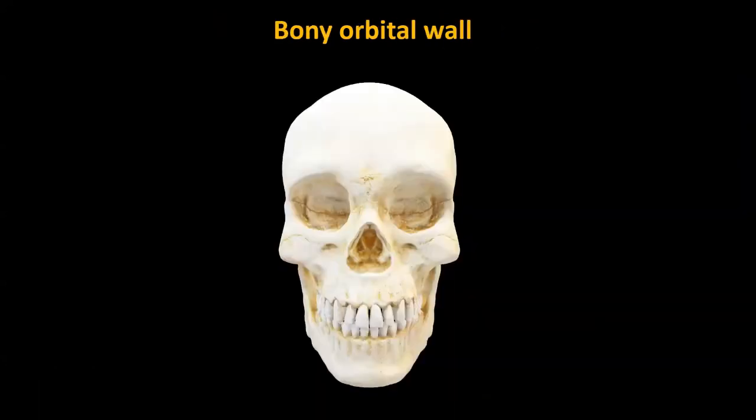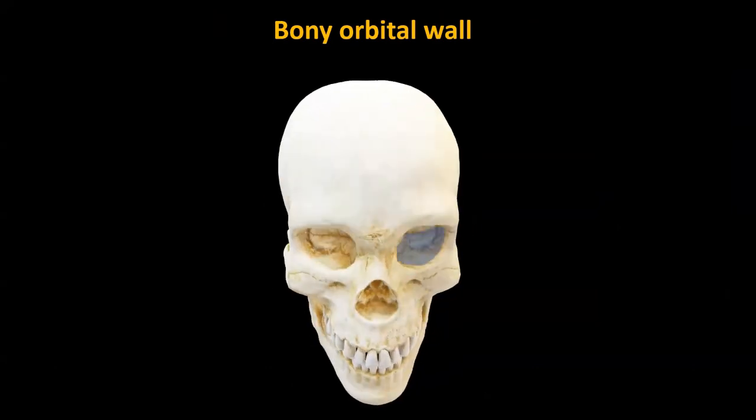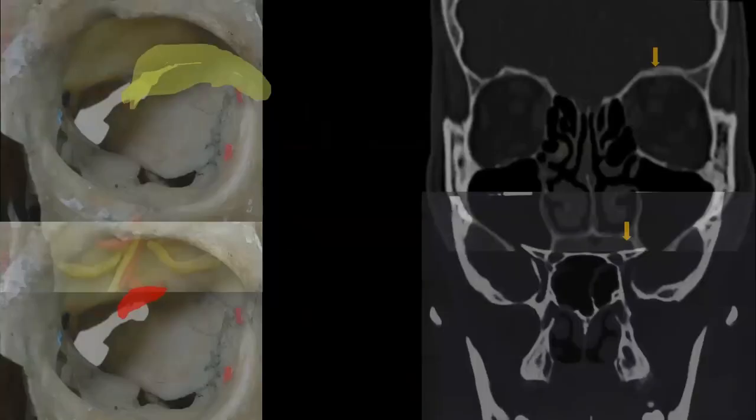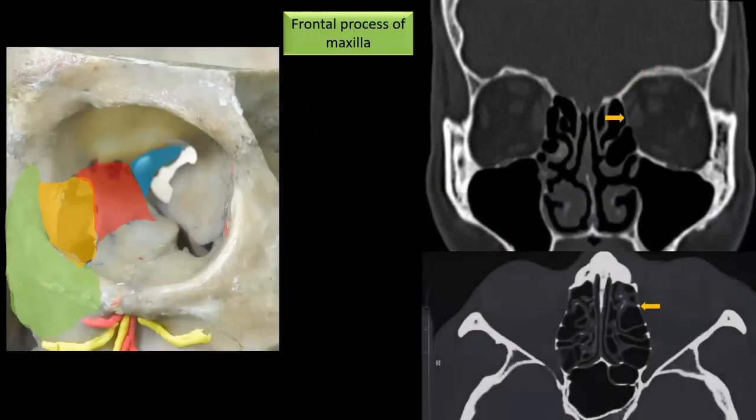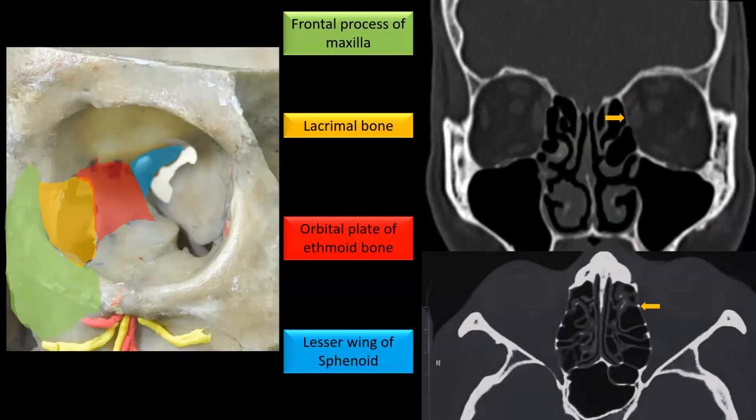This is the bony orbital wall. It is pyramid shaped and tapers towards the orbital apex and optic canal. It has 4 walls: the medial, lateral, floor, and the roof. The roof is made of frontal bone and lesser wing of sphenoid. The medial wall: frontal process of maxilla, lacrimal bone, orbital plate of ethmoid, and lesser wing of sphenoid.